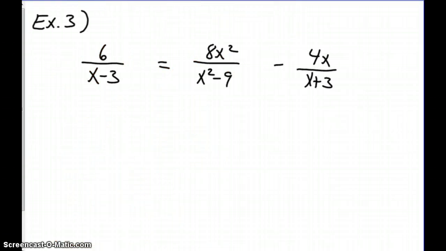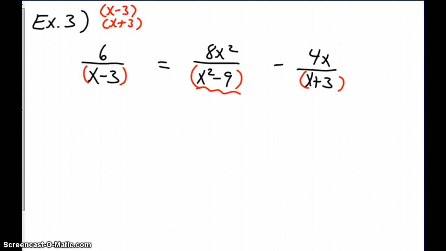All right, so here we go. So the first thing to do is put parentheses around all of them, right? There we go, parentheses around all of them. And then what you're going to do is say, okay, look, let's figure out LCD. Here's the first one, x minus 3. Here's another one, x plus 3. And then here's the third one.